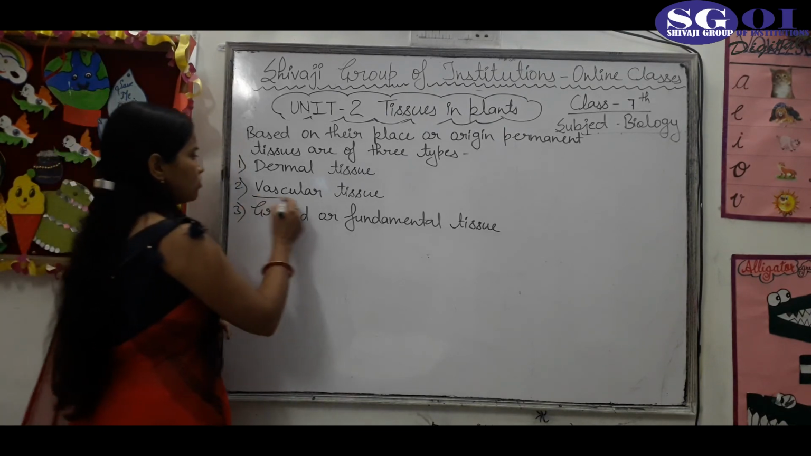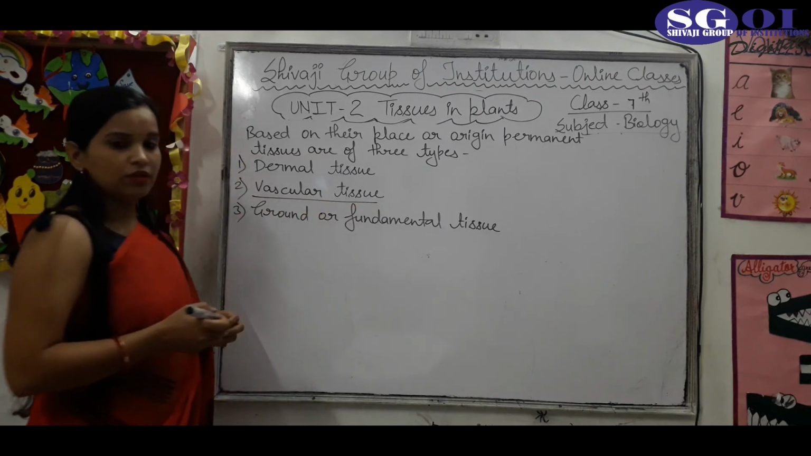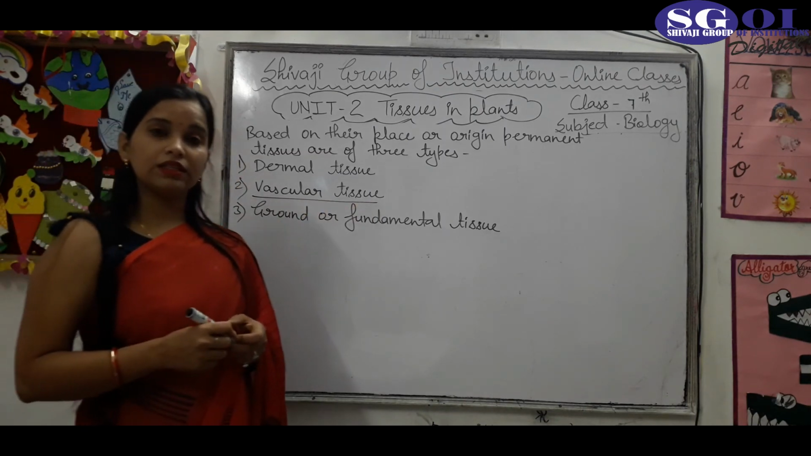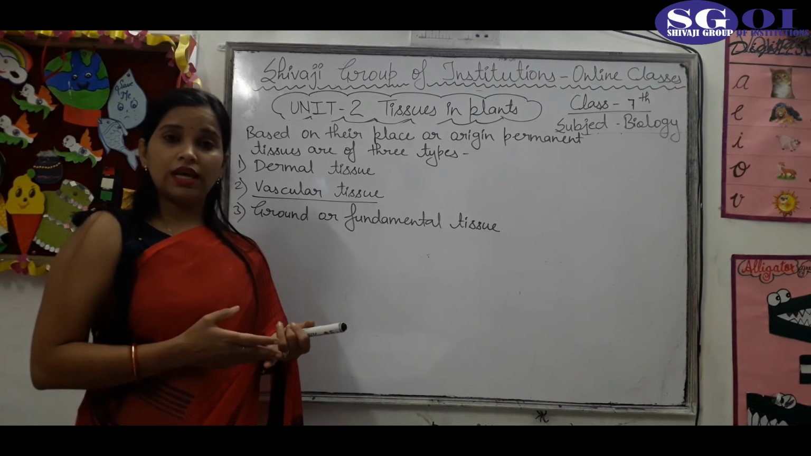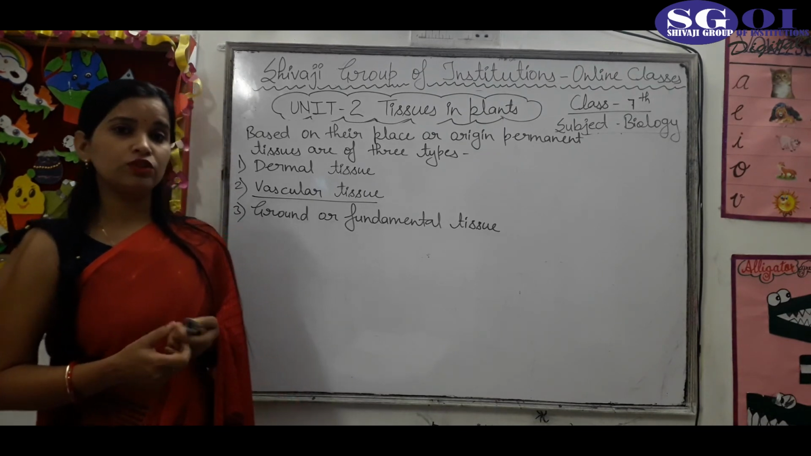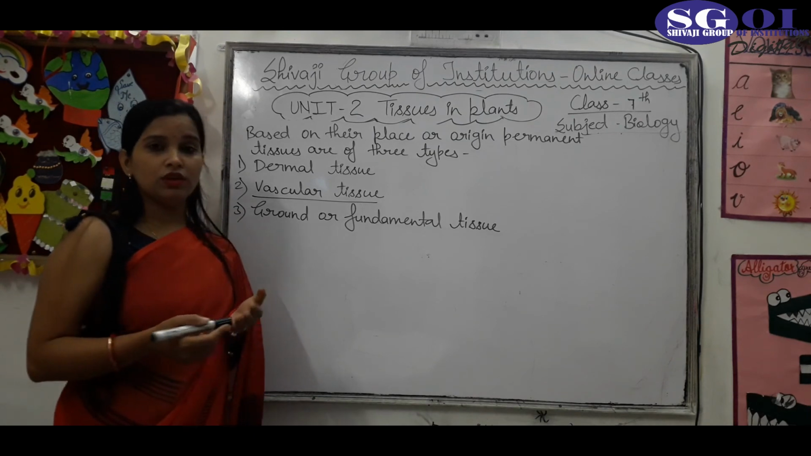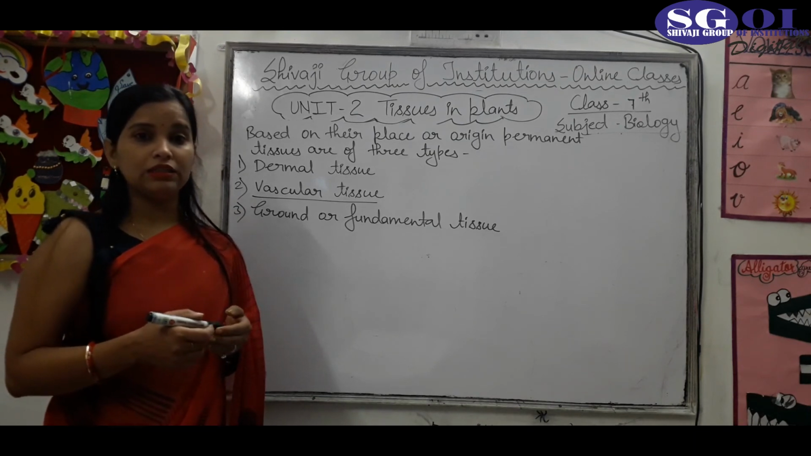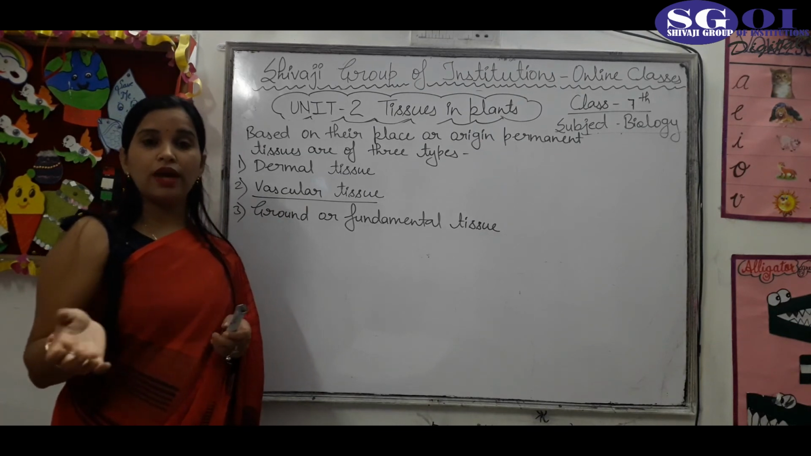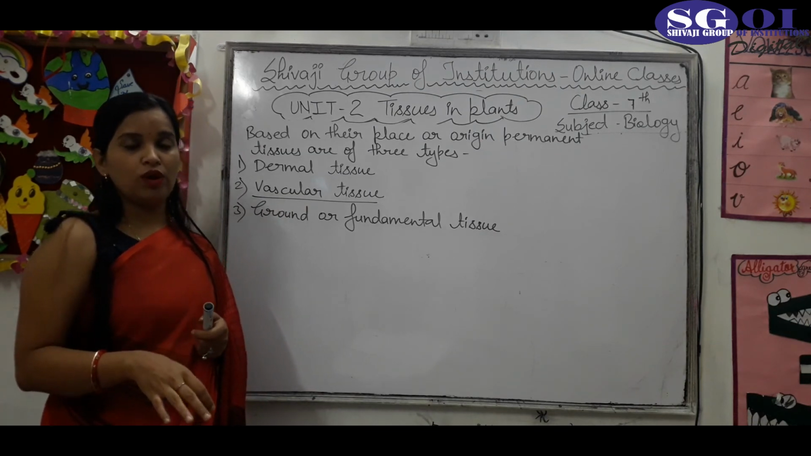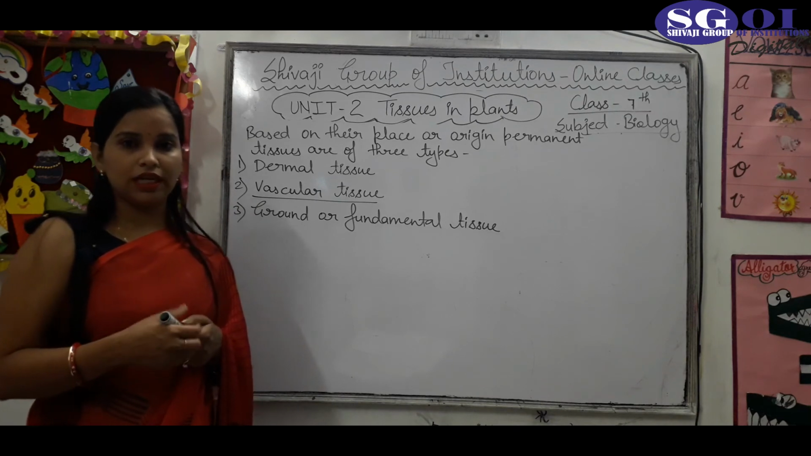Next is the vascular tissue. Vascular tissue is also known as conductive tissue. And what is the conductive tissue? The xylem and phloem are known as conductive tissue. So the xylem and phloem combined are called the vascular tissue. It means xylem and phloem together form the vascular tissue, and vascular tissue is also known as conductive tissue.